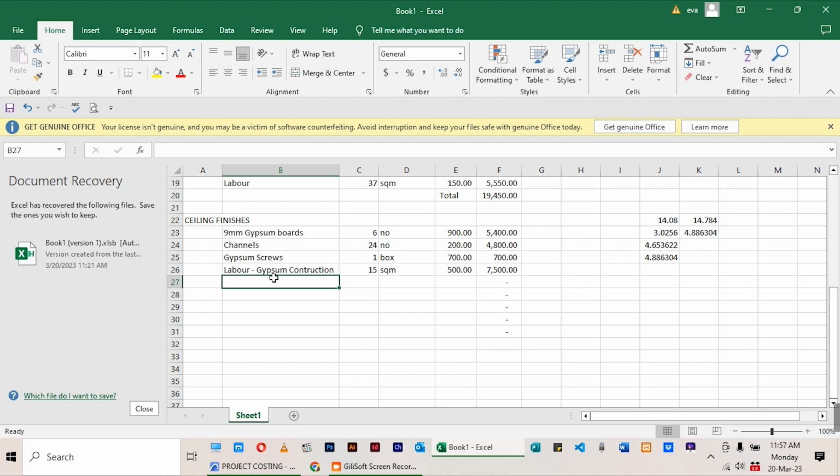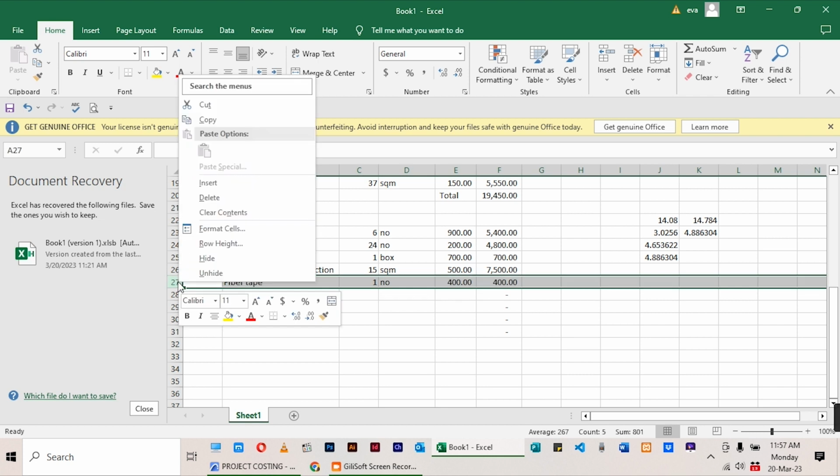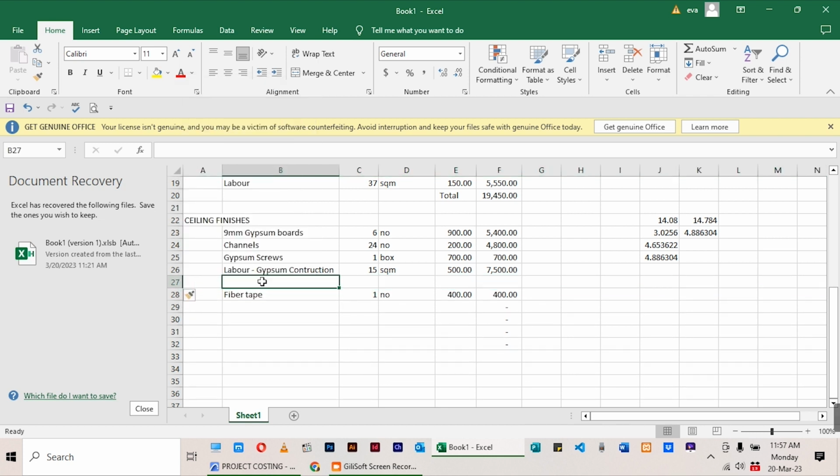We go into the actual painting of the gypsum. You need what we call fiber tape. Fiber tape is used to where 2 gypsums join, so that when you apply the gyprock skimming, it doesn't come off after some time. So for such a space, you may need only one number, and the price is 400. You need, we forgot a very important thing here, up here. You need cornices.